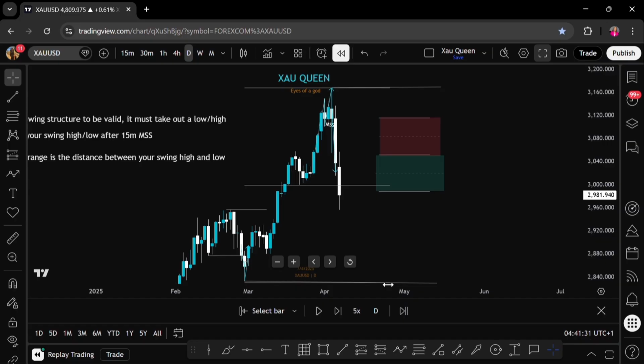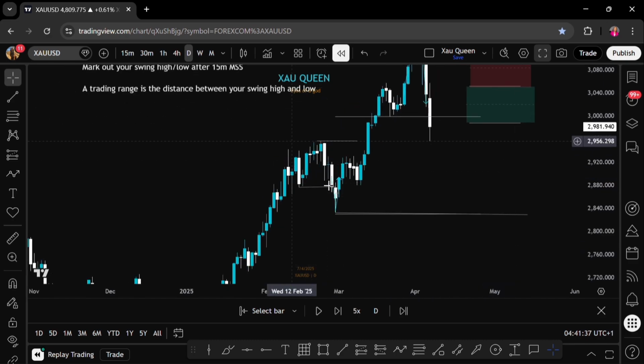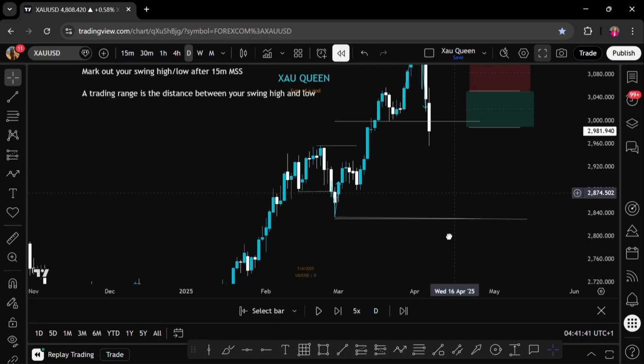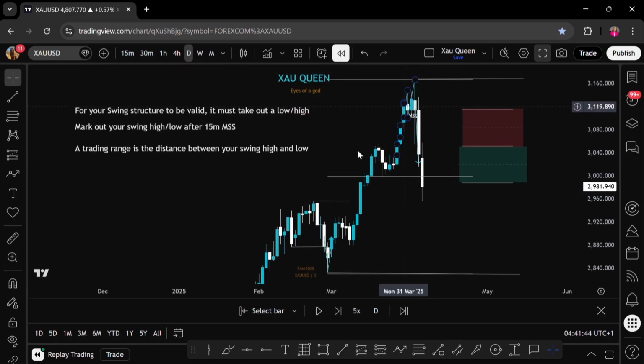When we get to the POI, I will tell you rules also to pick your POI that makes it valid. Don't forget also to get your swing structure. It must take out a low when you are buying and it must take out a high when you are selling. Yeah. And now for the pullback to happen, you must first, before you mark out your swing high, make sure that you have market structure shifts. Mark out your swing high after 15 minutes MSS.